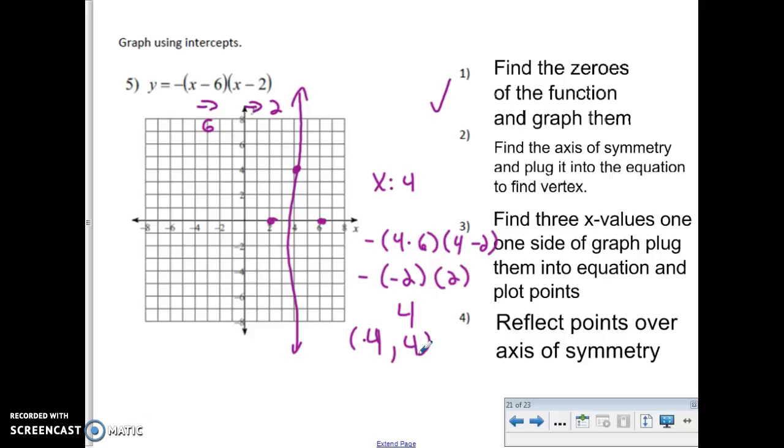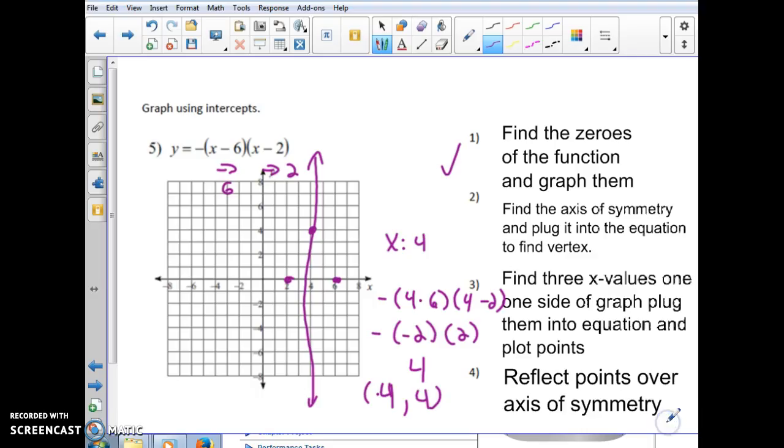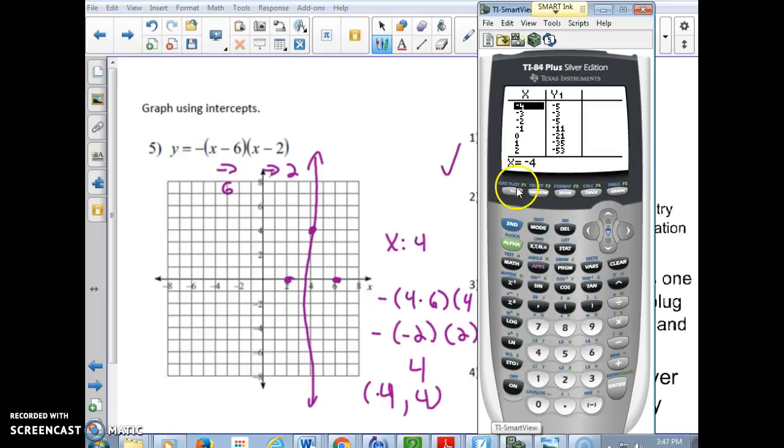So now I'm going to choose 3 points on one side of the graph and plug them in. I can use a calculator to do this, so let's do that just to make our life a little bit less complicated. So we're going to plug the equation in. We're going to make it negative, and then x minus 6, x minus 2. And then we're going to look at the table function. Let's just focus on maybe 3, 1, and 0 and see what happens.